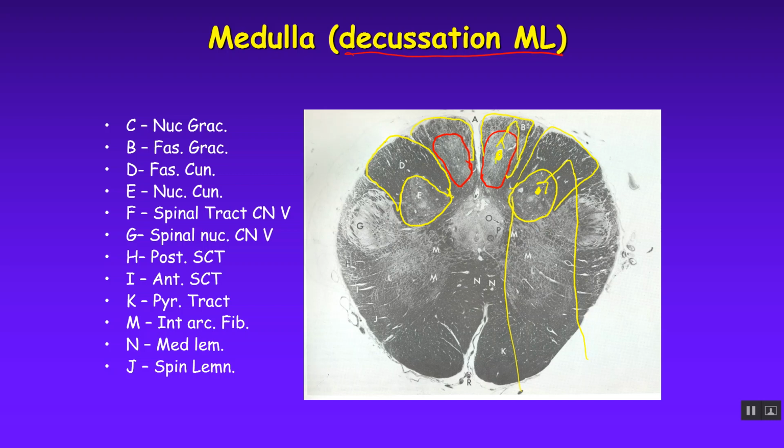Once that occurs, these axons are going to project and go to the other side. So same thing's happening on here. They're going to cross over, go to the other side, and then they're going to form the medial lemniscus, and then ascend as the medial lemniscus.